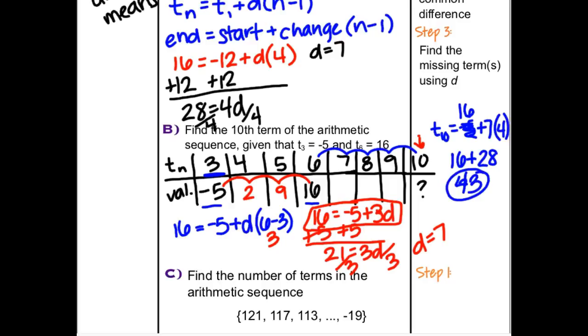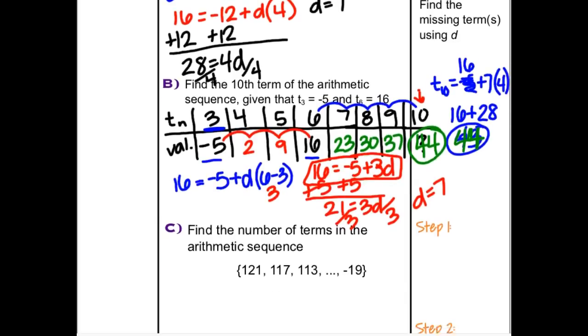If you want to check it, you can say, well, 16 plus 7 is 23. 23 plus 7 is 30. 30 plus 7 is 37. 37 plus 7 is 44, my bad. So forgive me there, the answer is 44.